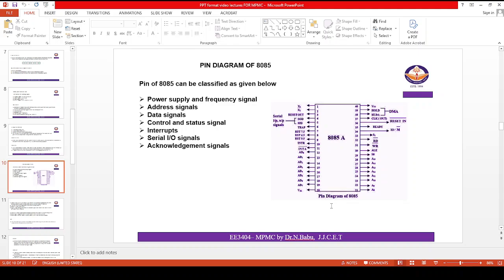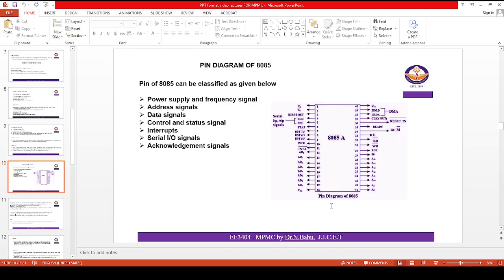Next one, the data bus. Data signals are sent through the data bus. The data bus represents D0 to D7. For programming purposes, the lower order address bus and the data bus are multiplexed. Finally, we get AD0 to AD7 as the lower order multiplexed address-data bus, with the pure A8 to A15 address bus.